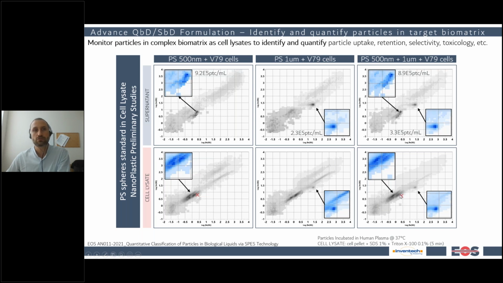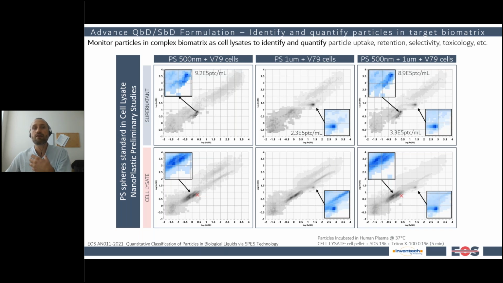Where are the particles of interest? In the liquid, they are in this position. In the supernatant, they are in this position. But inside the cells, they are in another one. This means that something happened. They interact with the biological component. They are surrounded by biological material, for example, a protein corona.